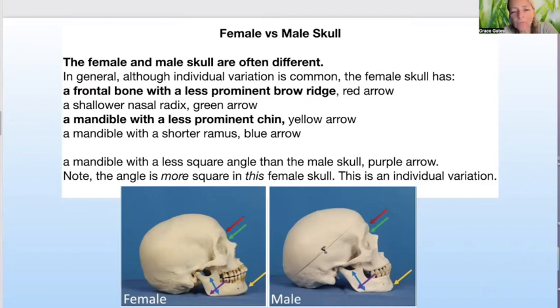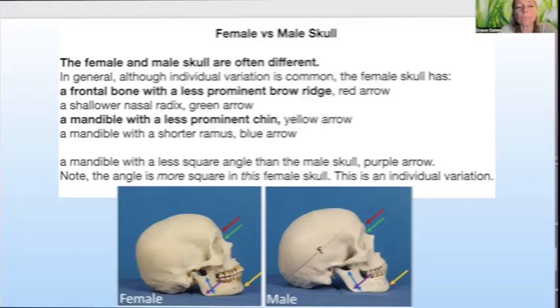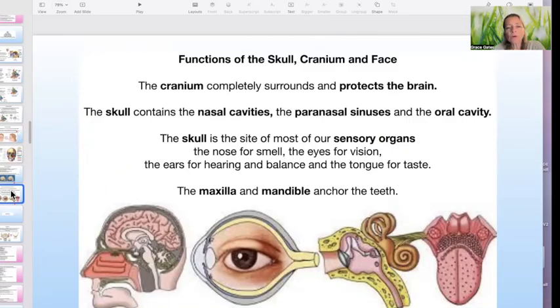The only thing is that in these two skulls, the female skull actually has a more square angle than the male skull. This is just an individual variation. This female skull just happened to have a squarer angle, and this male skull just happened to have a less square angle. Okay. And in general, what are the functions of the skull, the cranium, and the face?